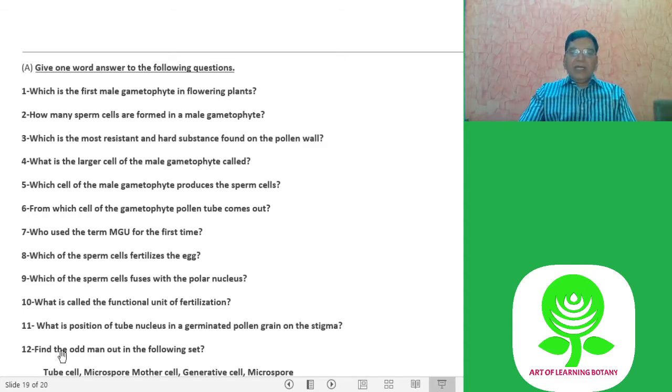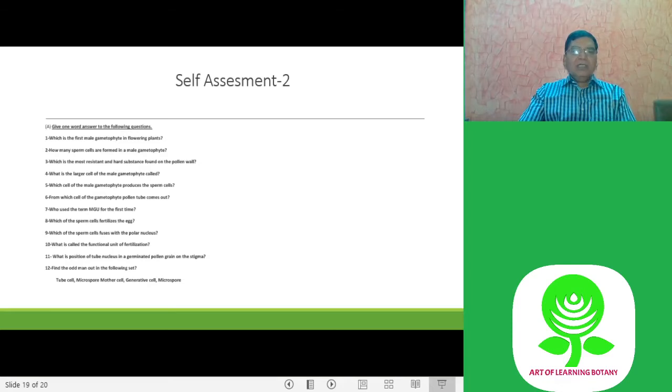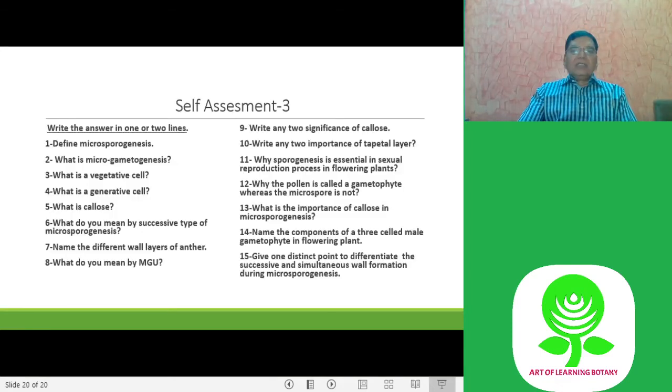Okay. Then find the odd man out in the following set: tube cell, microspore mother cell, generative cell, and microspore. So the microspore mother cell is the odd one out, because the others are haploid, but this is diploid. Now the other questions need a one to two line answer. So define microsporogenesis. This is the process of formation of microspores occurring inside the microsporangium, inside the anther. What is microgametogenesis? Formation of male gametes and development of the male gametophyte.